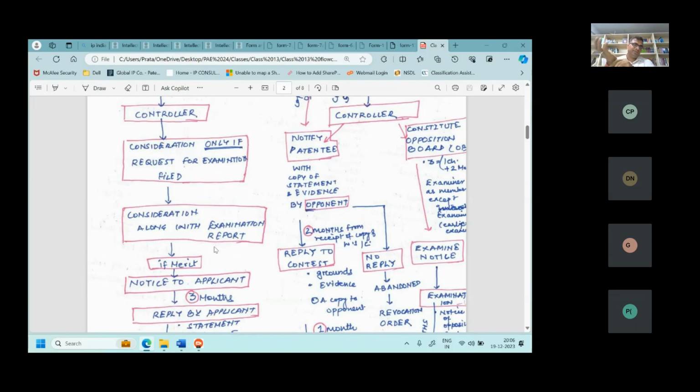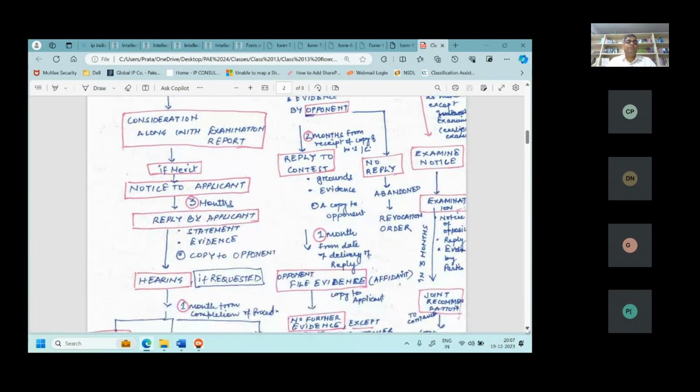Now applicant, along with this FER, he has to reply. He will reply to my notice of this pre-grant opposition within 3 months. The reply by applicant will be statement, evidence, and copy to opponent. He has to send the copy to opponent also. Same thing. Remember our work when there is a position, how it is working. Notice to applicant. After that, reply is filed, and then hearing happens if requested.